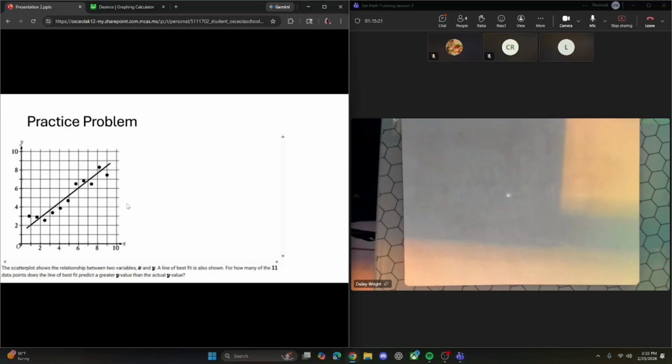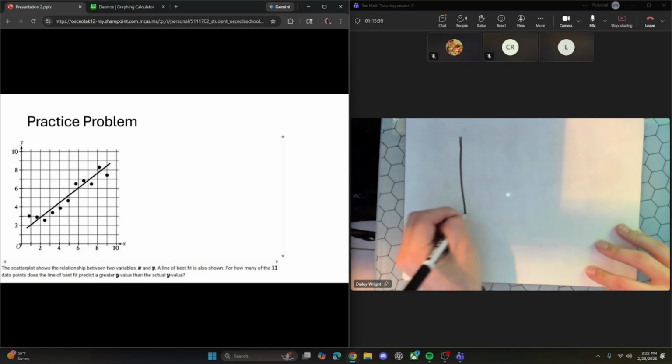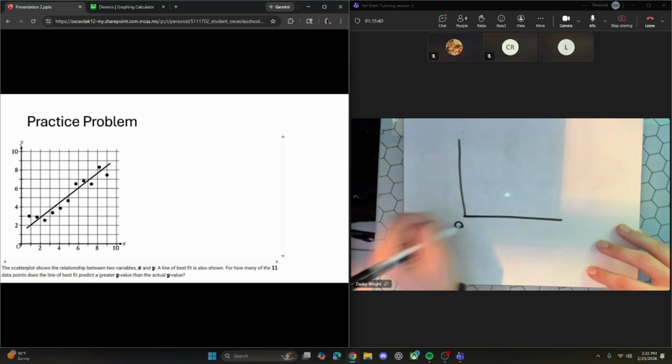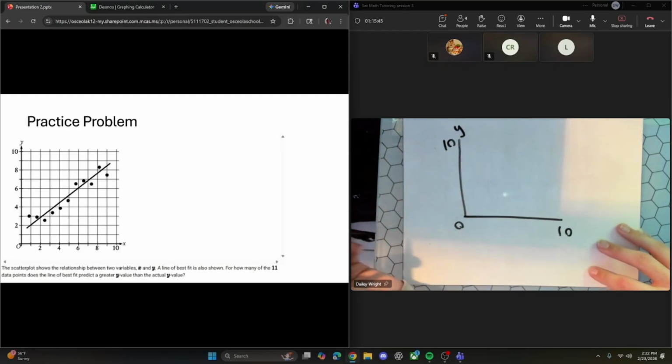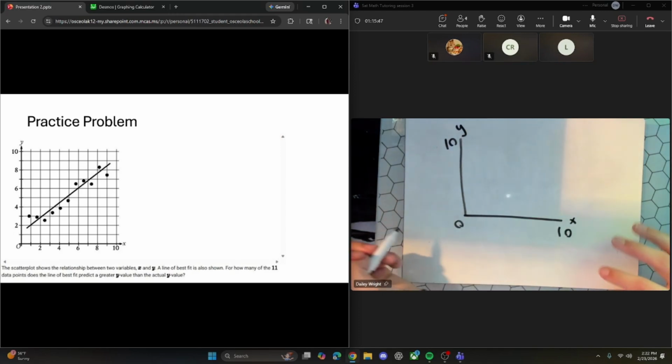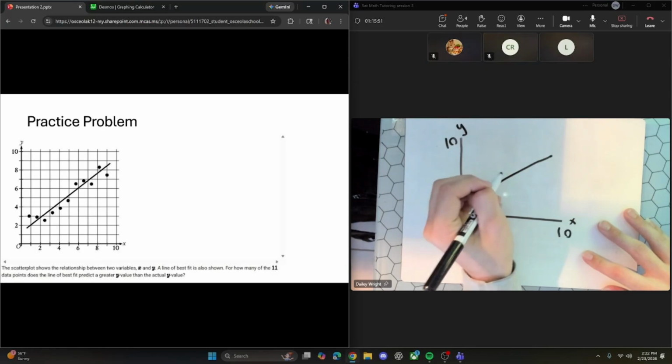The scatter plot shows the relationship between two variables x and y. A line of best fit is shown. For how many of the 11 data points does the line of best fit predict a greater y value than the actual y value? So I'm going to draw out a kind of sketch of this graph. Not really well, but enough to see. And then here's our line.